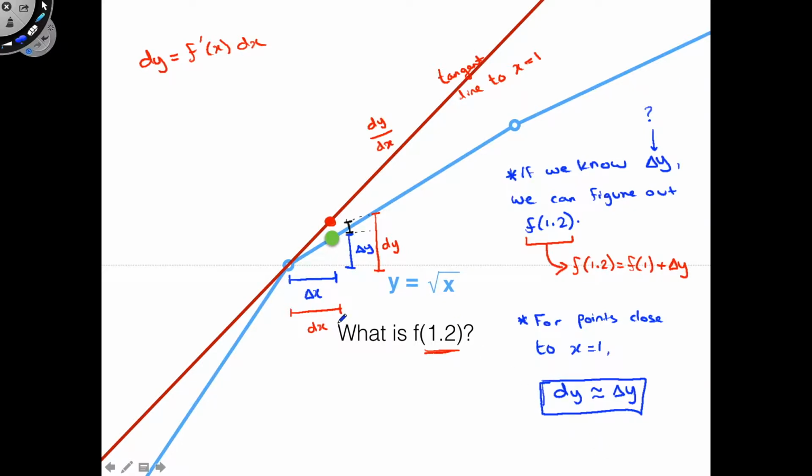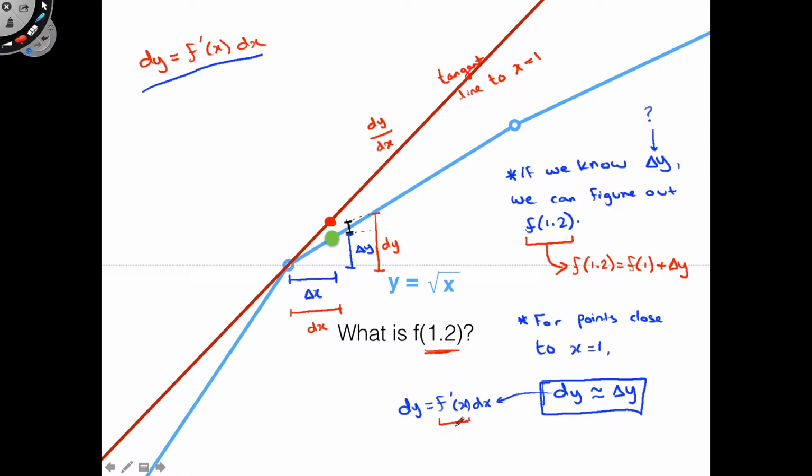Okay? That's the main idea here. And how do we find that dy? Well, we go back there, right? We'd say that dy equals f prime of x dx.